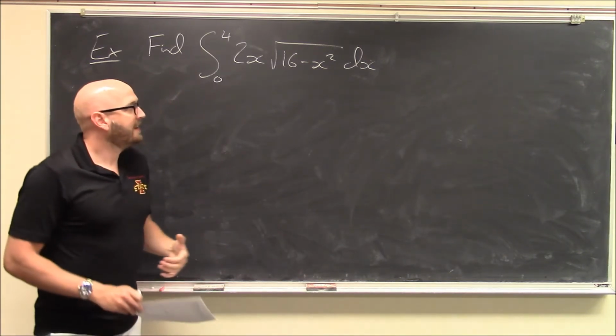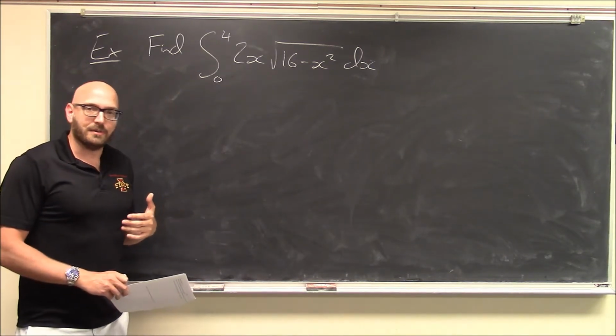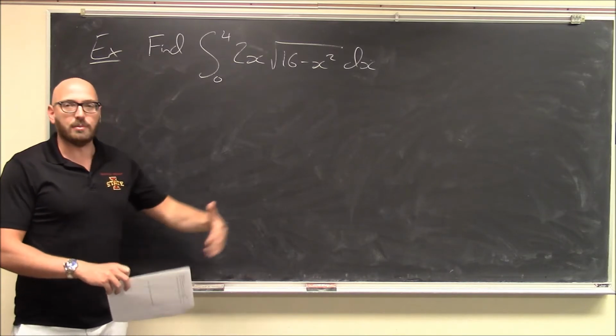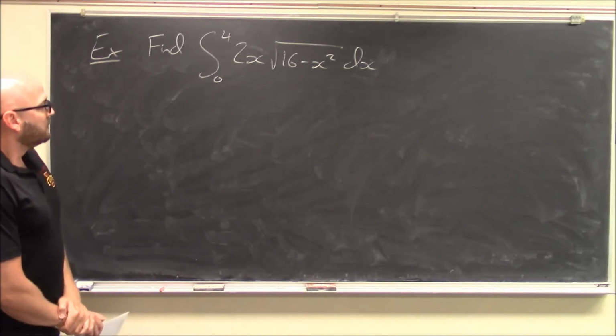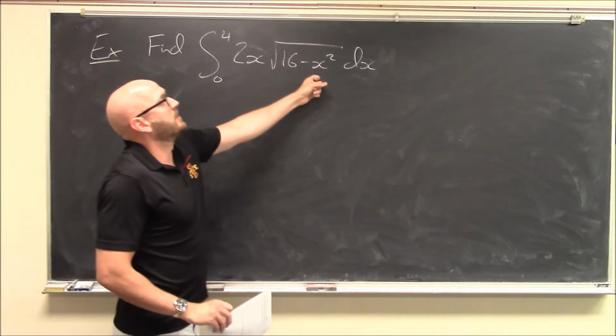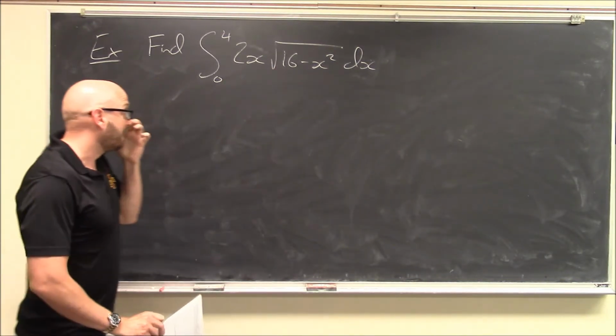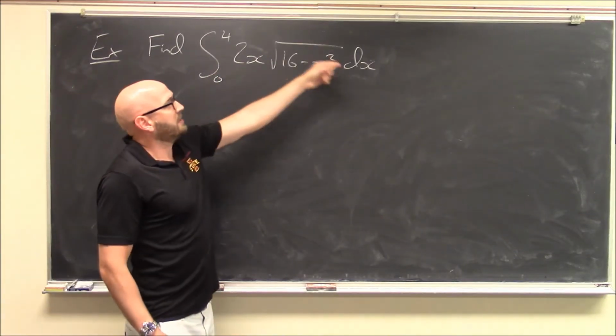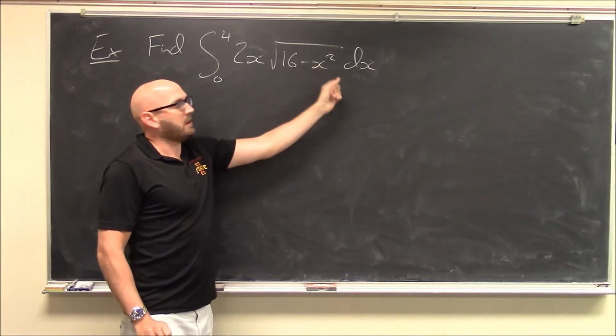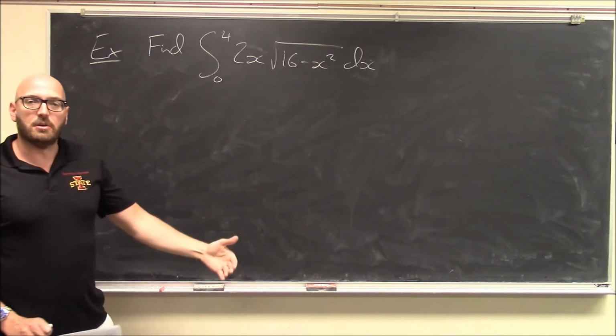So if you're comfortable with section 7.1 and then 7.2 on substitution, this should feel pretty good to you. And you'll notice here that my integrand is much more complicated than our first few examples. All right, this isn't a simple polynomial anymore. I've got 2x times the square root, and inside the square root I've got a function of x, so I've got this composition going on.